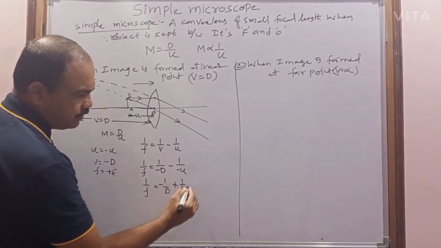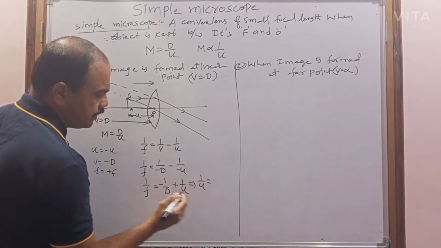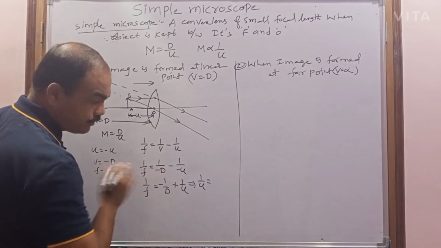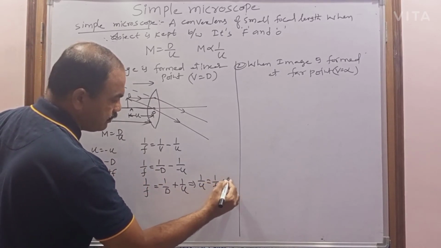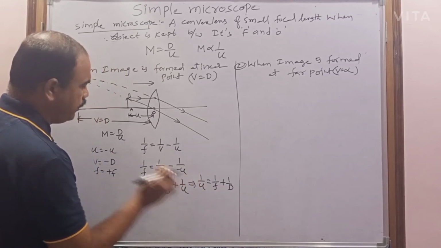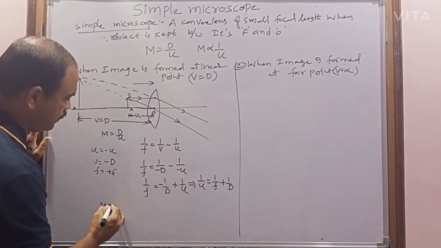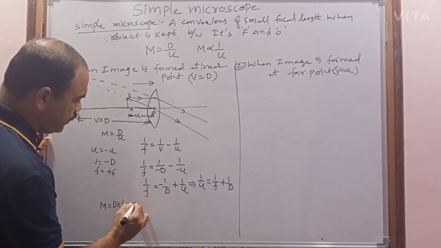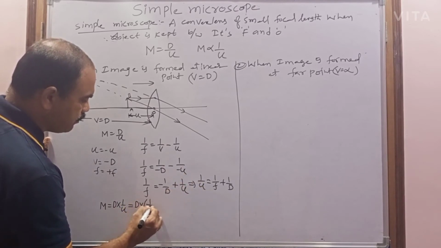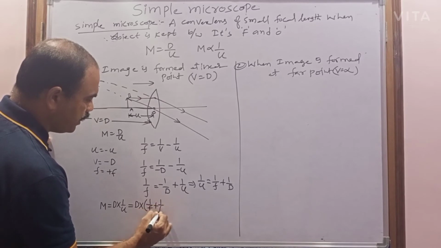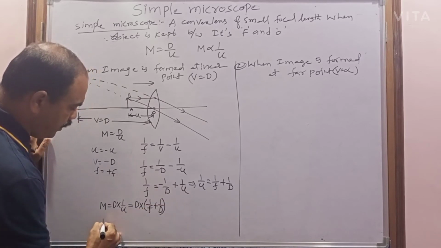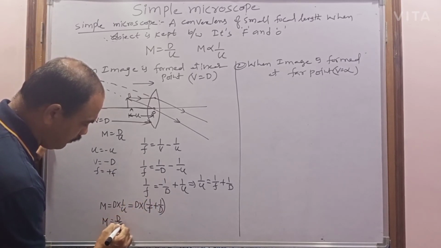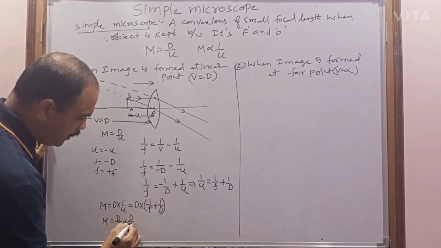So what is 1 by u? When I bring the minus 1 by D to the left side, we get 1 by f plus 1 by D. Now substitute this 1 by u formula here. So m is equal to D by u, that is D into 1 by u, which equals D into 1 by f plus 1 by D. If you simplify, m equals D by f plus D by D, and D by D cancels to 1.